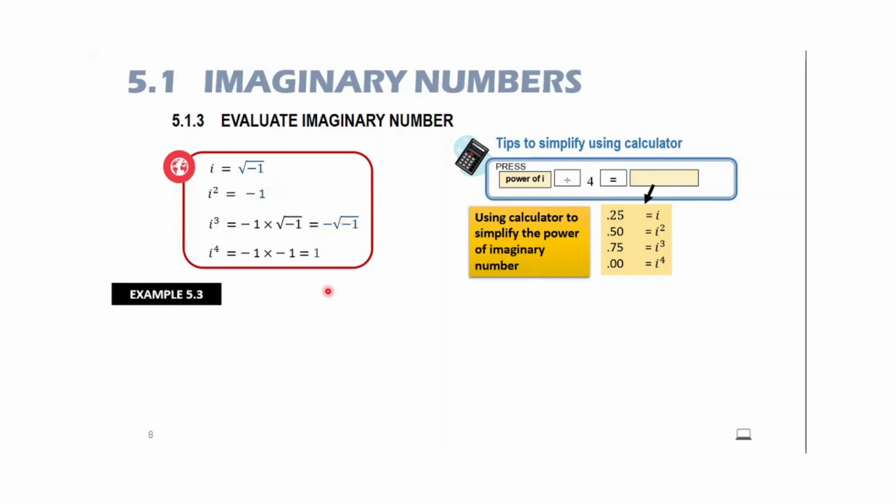Okay, let's look example 5.3. I have i to power 103. Daripada sini kita tekan calculator. 103 divided by 4 equal to 25.75. 0.75 equal to i to the power of 3. So, i kuasa 103 ni sama dengan i kuasa 3. Dan kita tengok dekat i kuasa 3, jawapan dia adalah negative square root of negative 1. So, gantikanlah dekat sini. Okay, nilai dia ni.